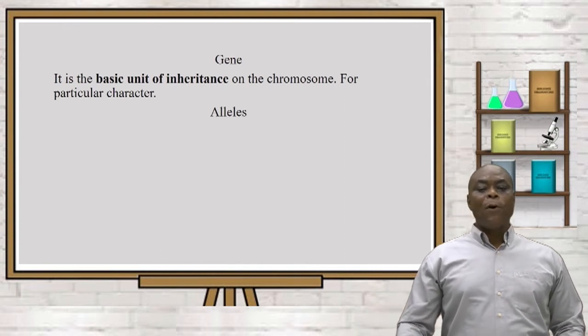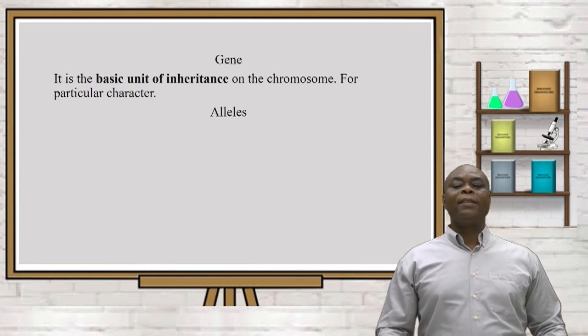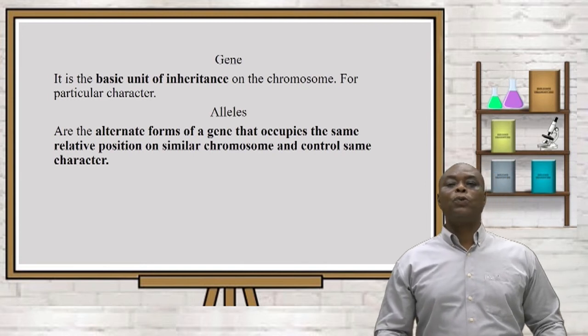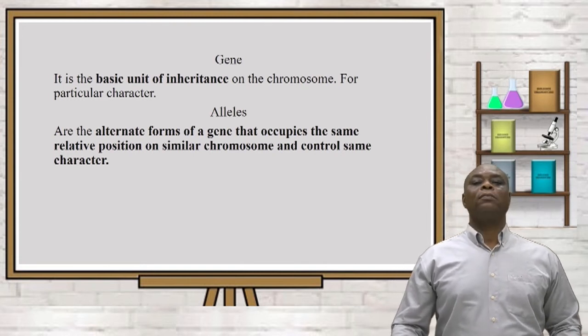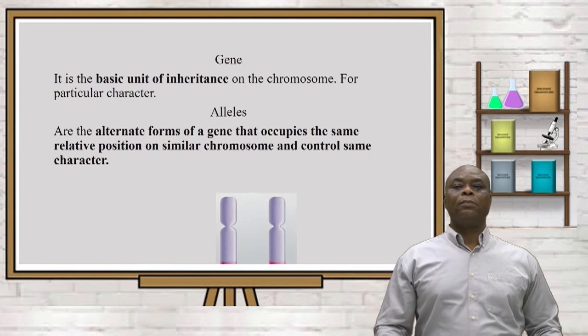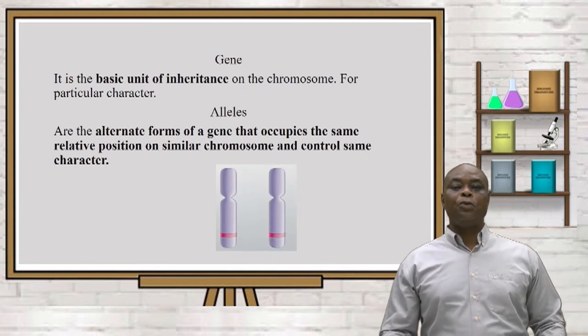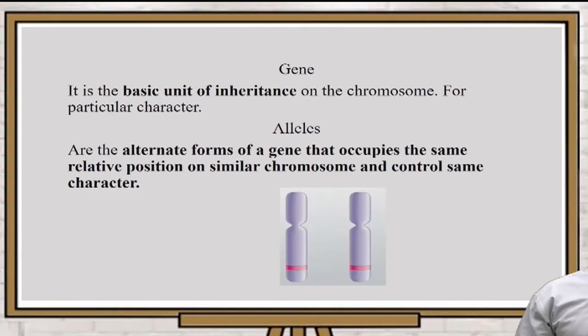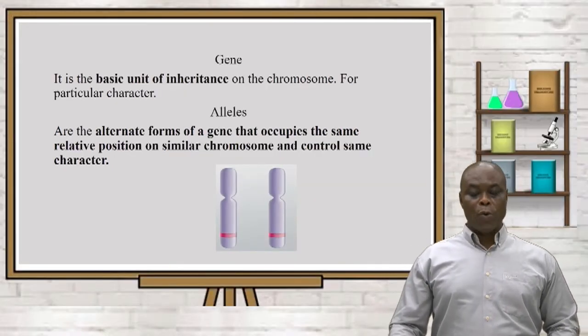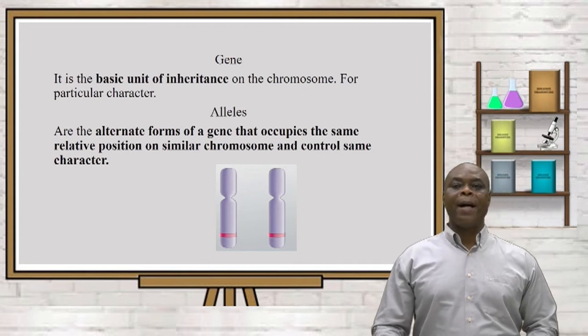Alleles are the alternate forms of a gene that occupy the same relative position on similar chromosomes and control the same character. By that, let's look at this on your screen. We have 2 rod-like structures which represent a pair of chromosomes. These chromosomes are similar and hence are known as homologous chromosomes. Homologs are similar structures. So in the cell, we have homologous chromosomes, 1 from the father, 1 from the mother.